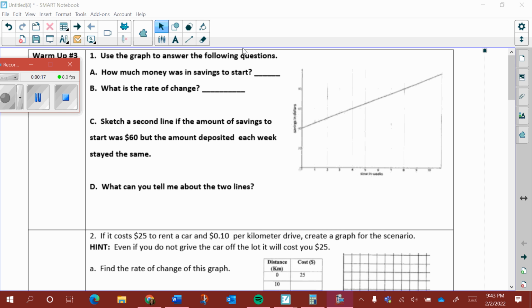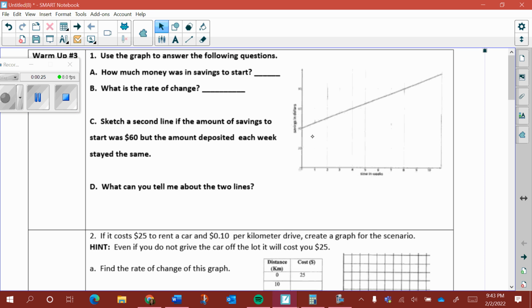How much money was in the savings to start? Well, to start means when 0 time had passed. So at 0 time had passed, it's going to be right here, and this is going to be, I believe, 40.